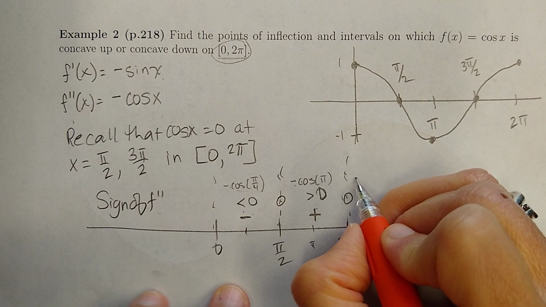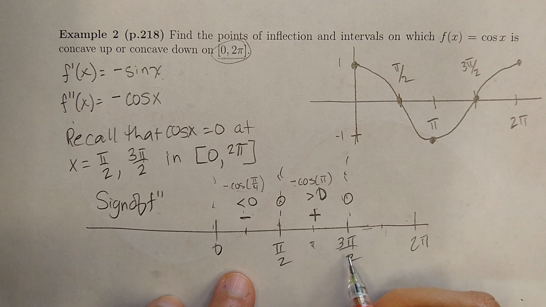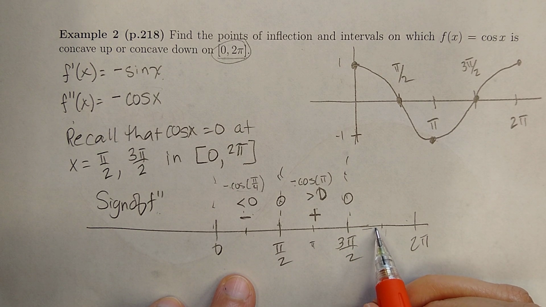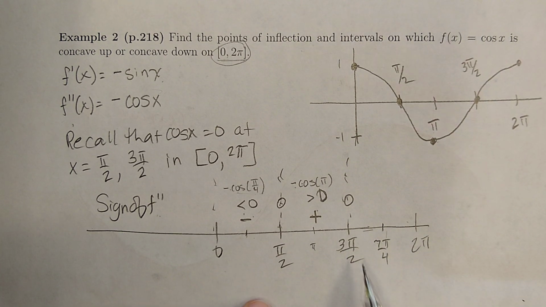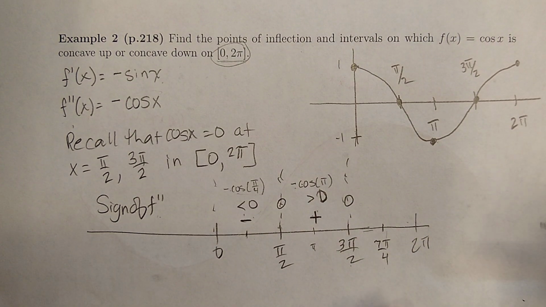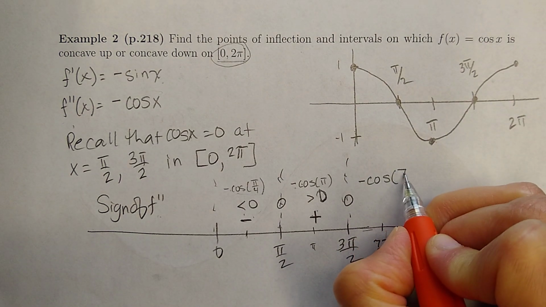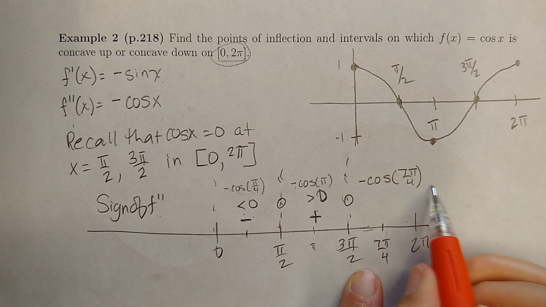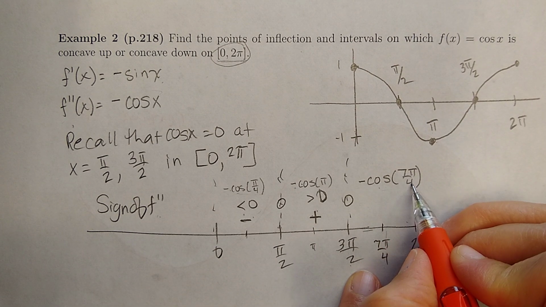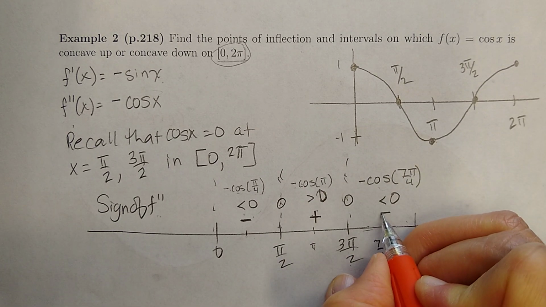And now we're going to pick something in the last interval. How about 7 pi over 4? That would do it. This is 6 pi over 4, 7 pi over 4, 8 pi over 4. So I usually think in terms of denominators to figure that out. So now I'm doing negative cosine of 7 pi over 4, and I'm trying not to reach for a calculator, but if you need to, just reach for it and evaluate it. Negative cosine of 7 pi over 4 is something that is negative, less than 0.